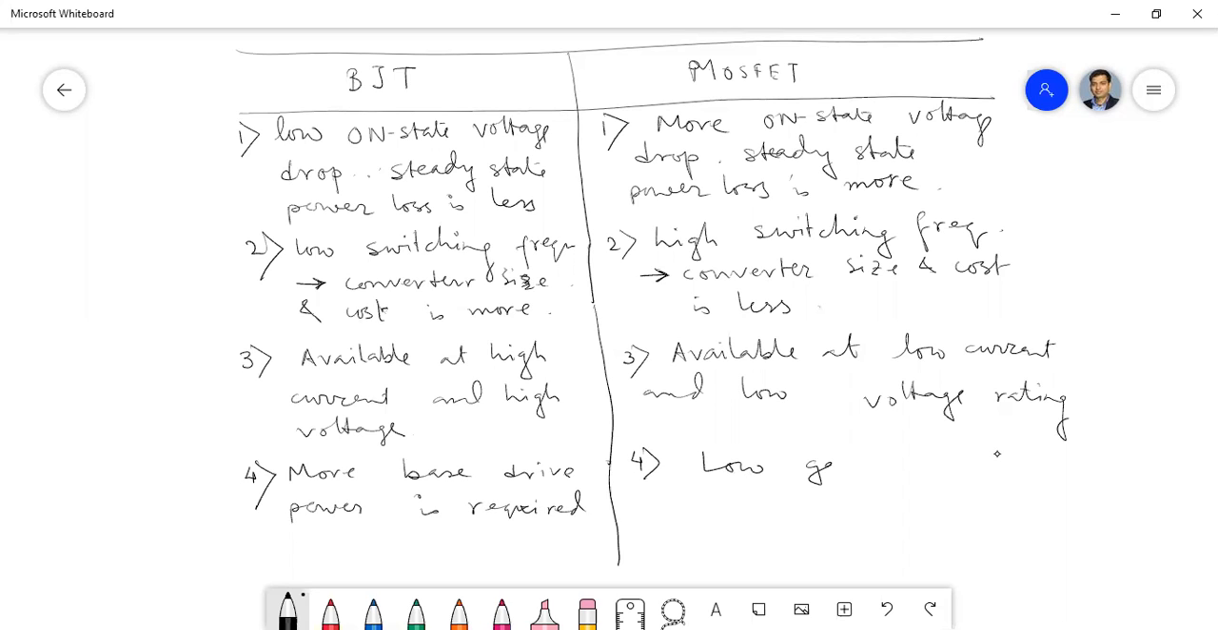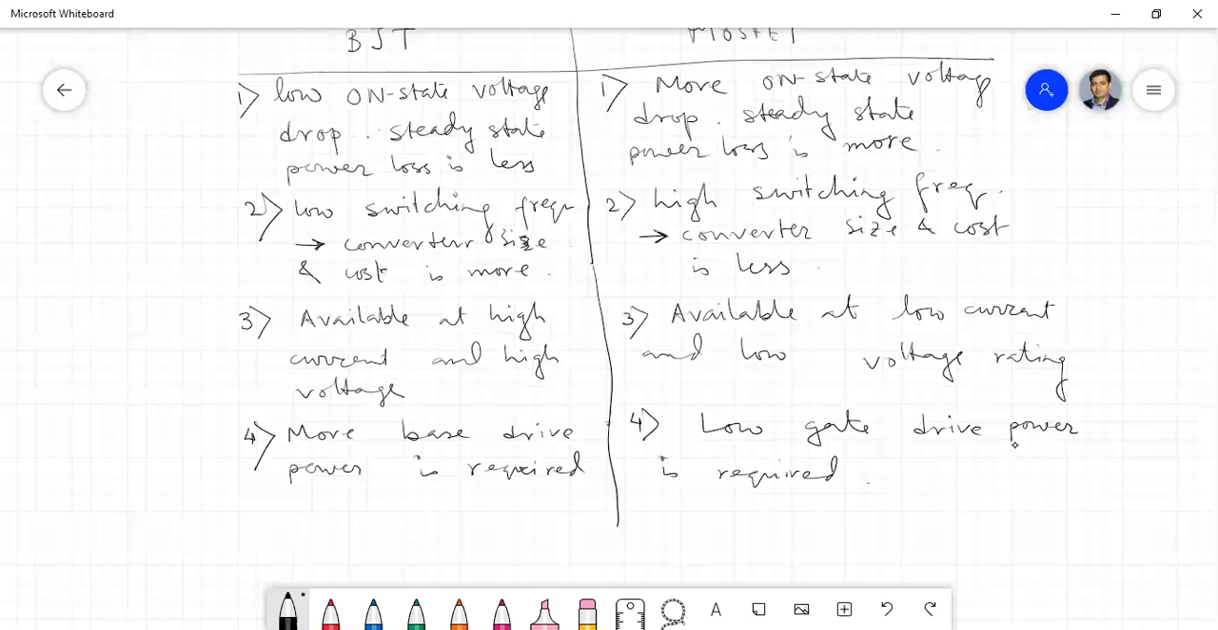So low gate drive power is required. Okay, so this is the advantage of power MOSFET.